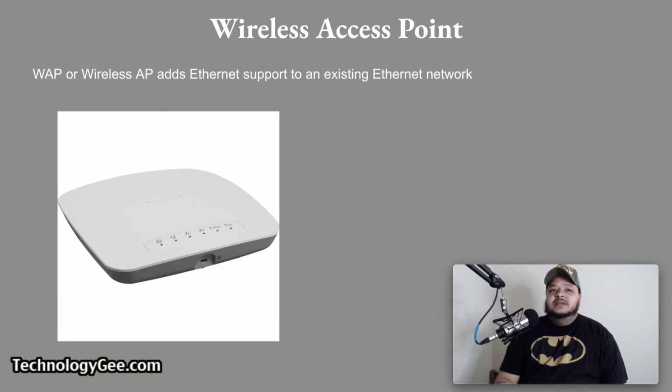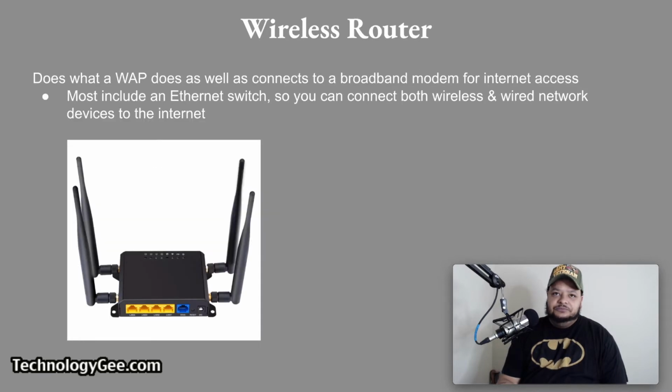So we have a wireless access point, also known as a WAP or a wireless AP, and this thing adds wireless Ethernet support to an existing Ethernet network. A wireless router does what a wireless access point does, as well as it connects to a broadband modem for internet access. Most wireless routers also include an Ethernet switch, so you can connect both wireless and wired network devices to the internet.